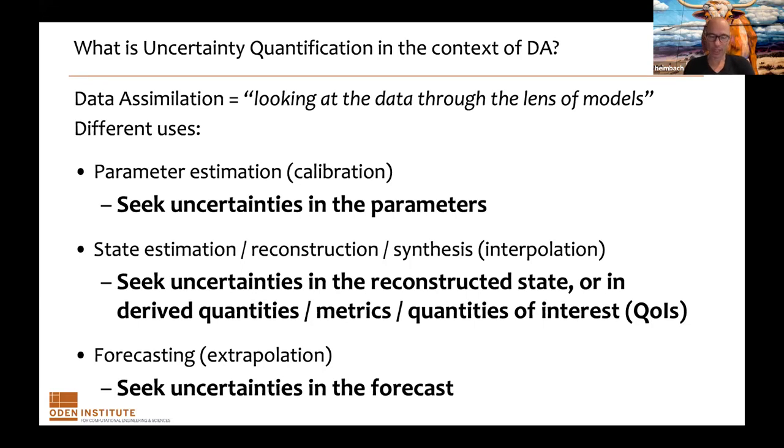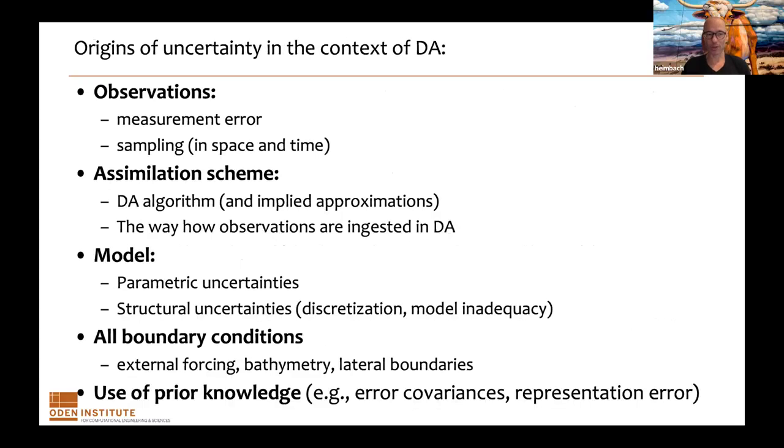Or, of course, importantly, and I would say this is probably still thought of as the major application, especially in meteorology, data assimilation is for forecasting purposes, right? So it's a problem of extrapolation. In that sense, we then seek the uncertainties in the forecast. So these different applications are important to keep in mind. Data assimilation can do many different things, and sometimes the methods that are deployed will vary somewhat according to the application.